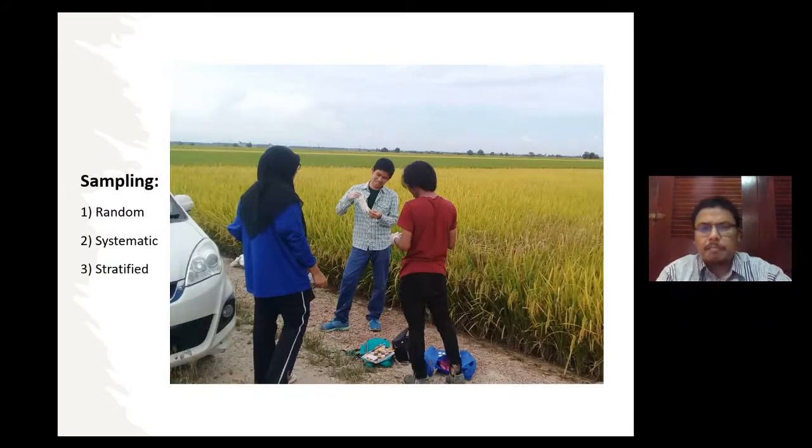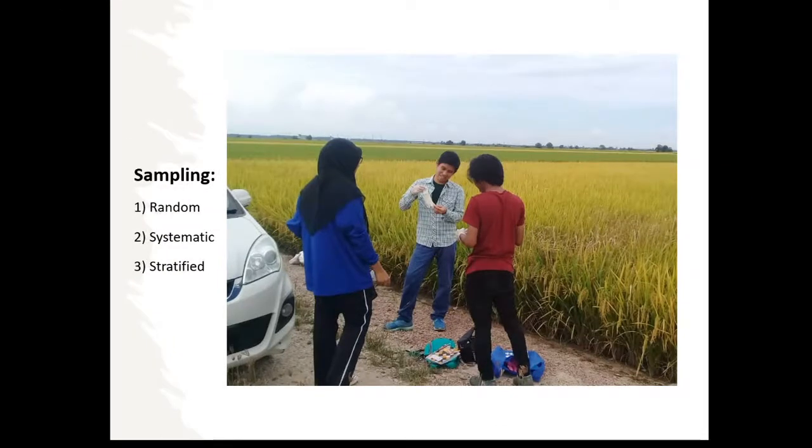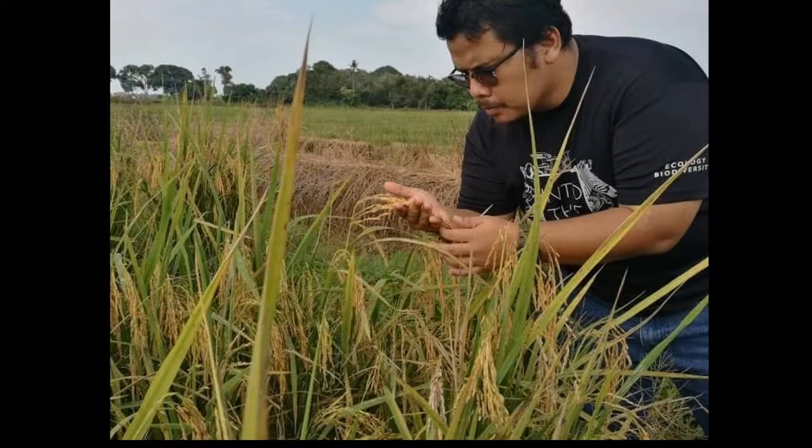There are three main ways of taking samples: random sampling, systematic sampling, which includes line transect and belt transect methods, and the last one is stratified sampling. So the question is, which method to use?